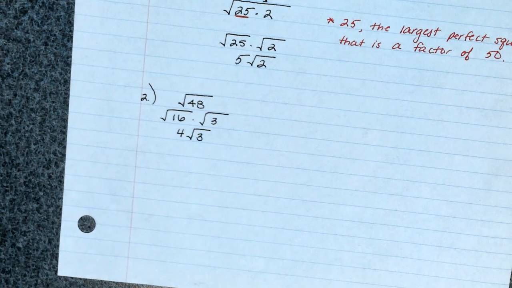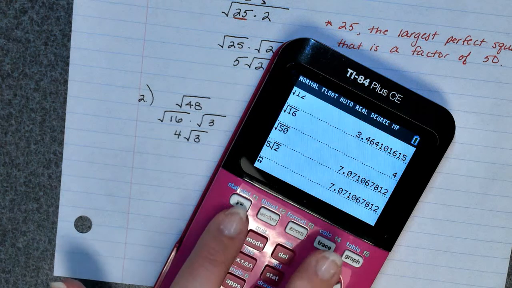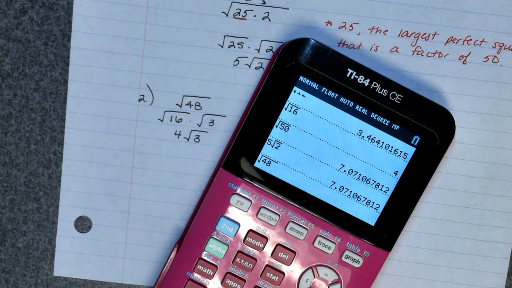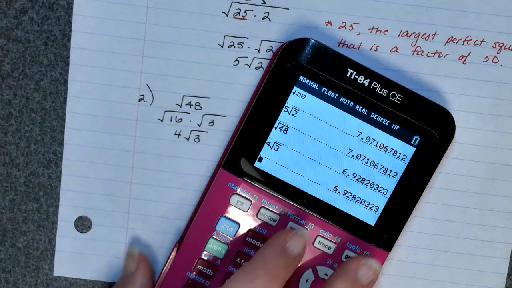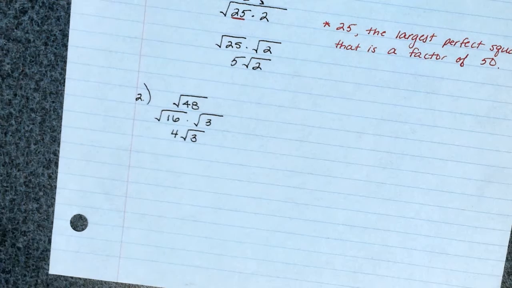I can double check this in my calculator. The square root of 48 is 6.928203. 4 square roots of 3 is the same value. That must be correct. Okay. Let me show you an error that many people make and how you know it's an error and how you can fix it. Are you ready?